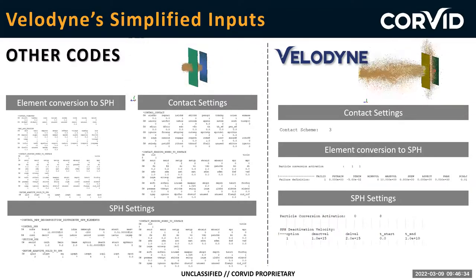So on the left here, I've separated it between other codes and Velodyne on the right. On the left, these are the settings that somebody would have to input into whatever solver input deck they're generating for this application. Whereas in Velodyne, we've parsed things down a little bit. We don't have to tweak our contact. We just turn on auto contact. Conversion to SVH is handled within the material definitions, as well as some of the external shape functions of the elements. And the SVH solver is pretty easy to set up as well. So a lot less dials, if you will.